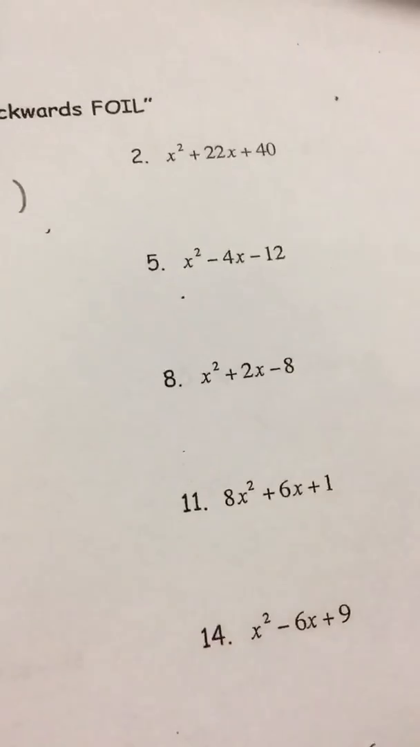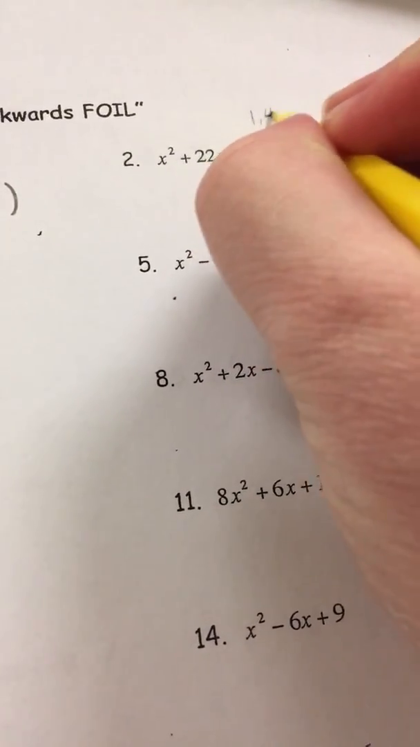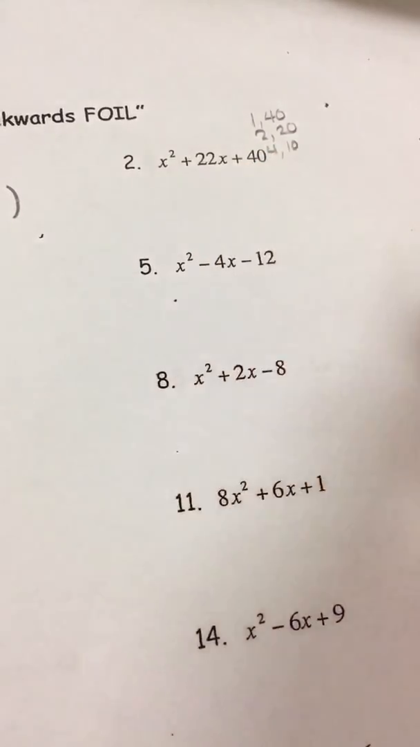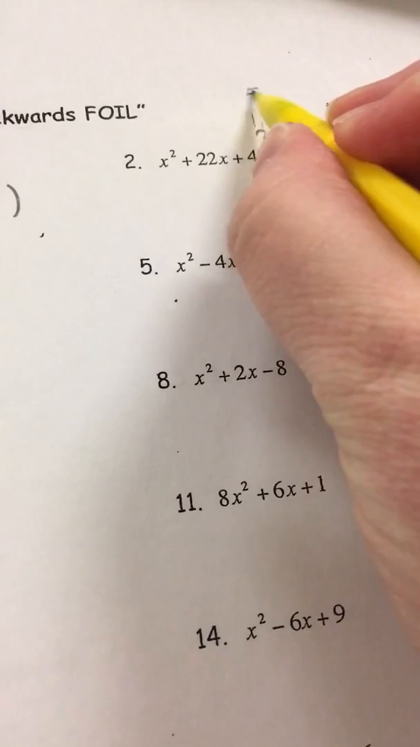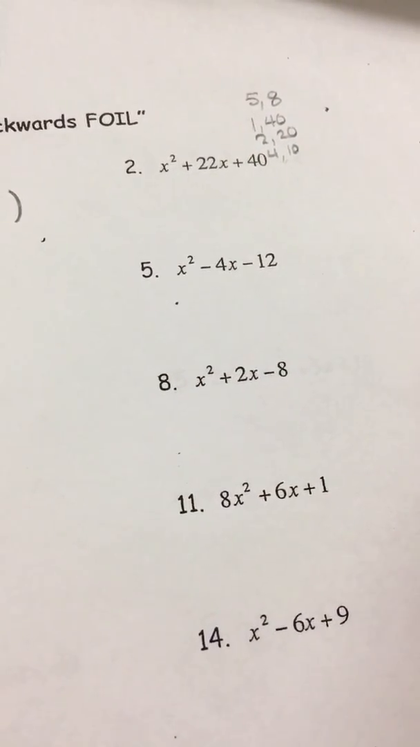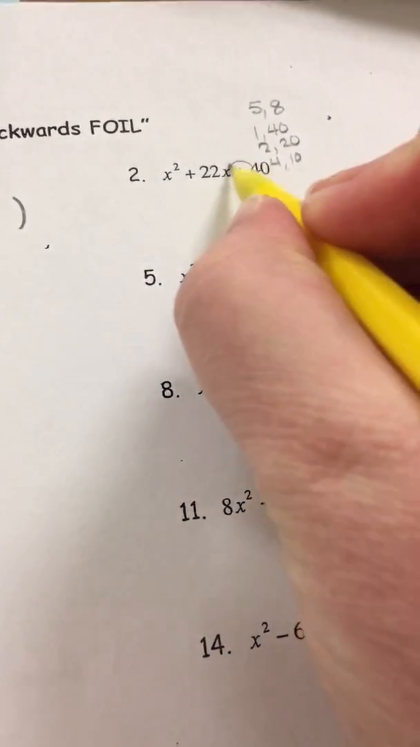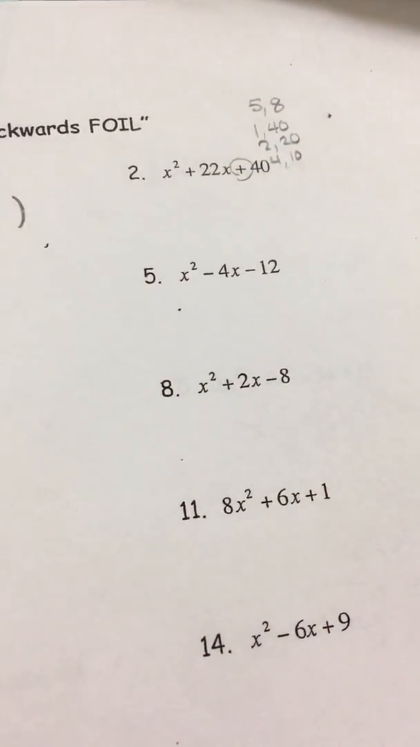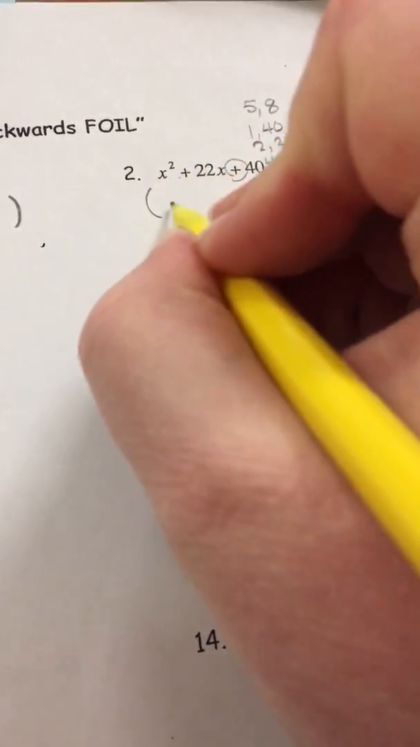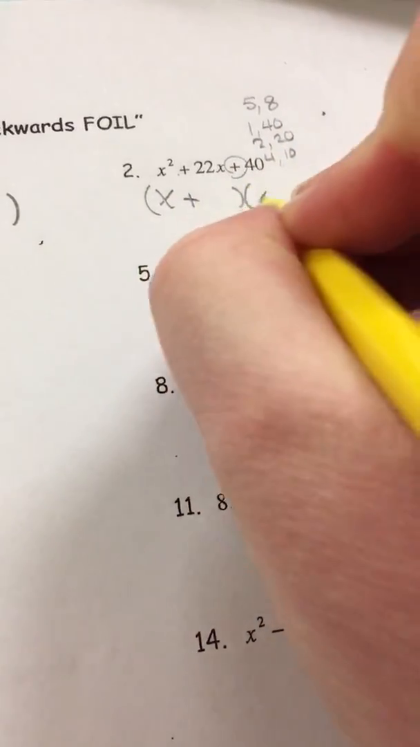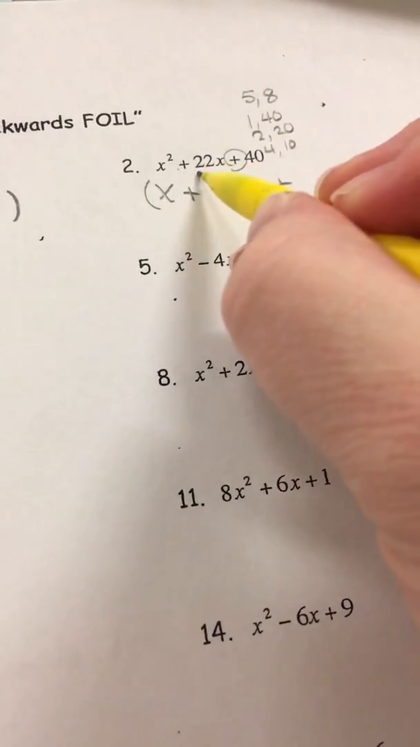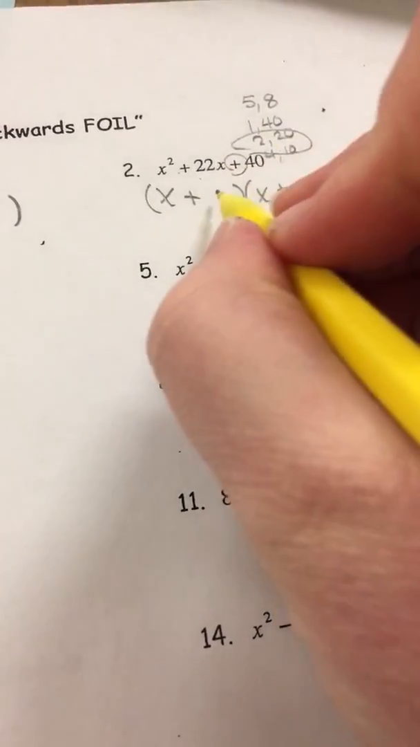So let's try another one. Factors of 40. I got 1 and 40, 2 and 20, 4 and 10, 5 and 8. Anything else I'm missing? I think I got them all. Okay. This is a plus sign, so the signs are the same. You need to think adding. You also look back here to see what sign it is. Oh, they are both adding. So x plus, think adding. Which one of these is going to add to 22? Well, right here, 20 and 2.